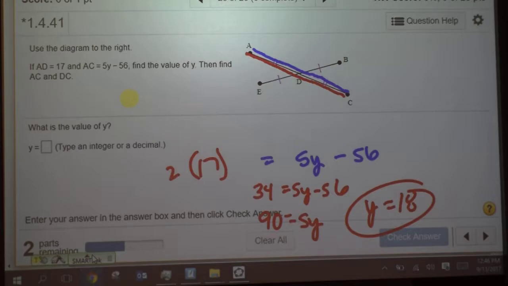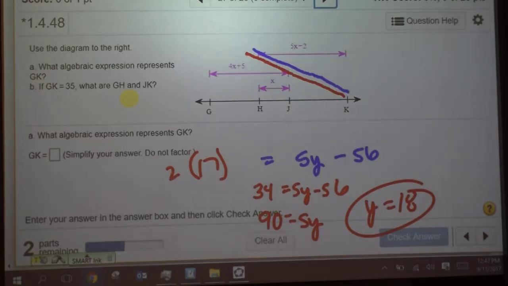You guys got anything else you want to talk about? Any other problems? Okay. 27. 27? Okay. Let me cut this one out and we'll go to a different one.